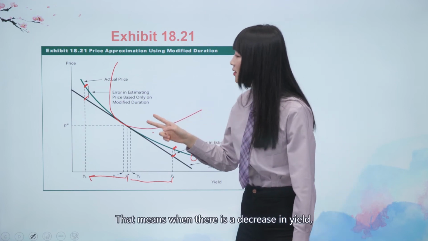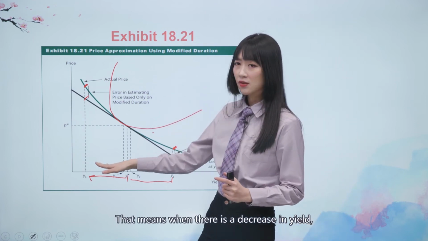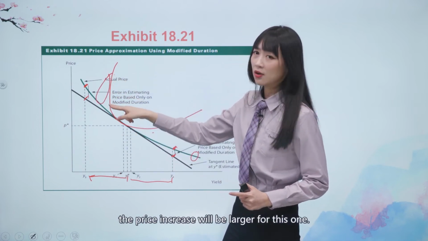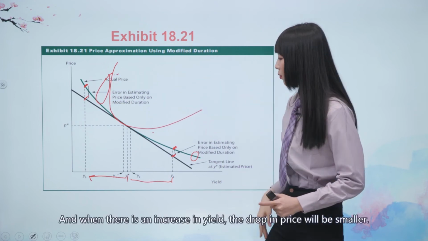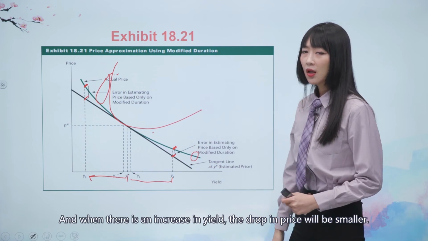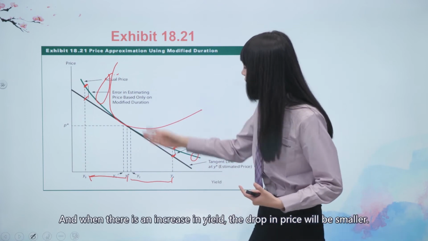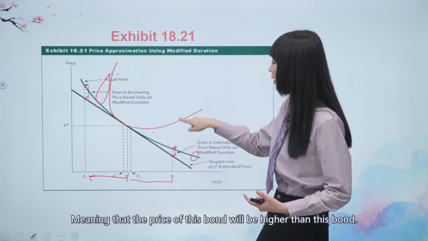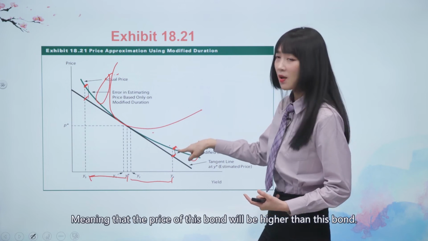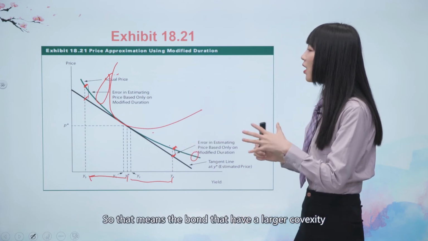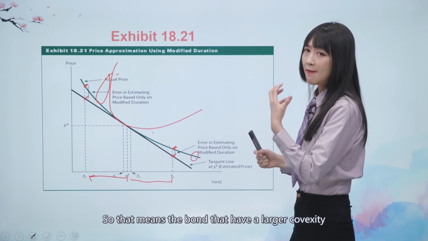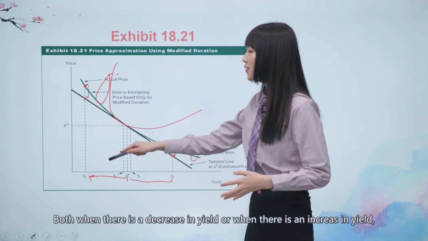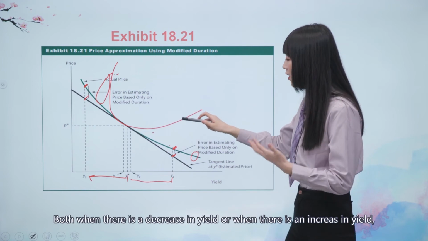So that means when there is a decrease in yield, the price increase will be larger for this one. And when there is an increase in yield, the drop in the price will be smaller because this one is higher than this one, right? It means that the price of this bond will be higher than this bond. So the bond that has a larger convexity actually gives better performance, both when there is a decrease in yield or when there is an increase in yield.